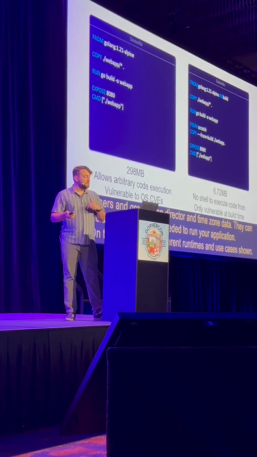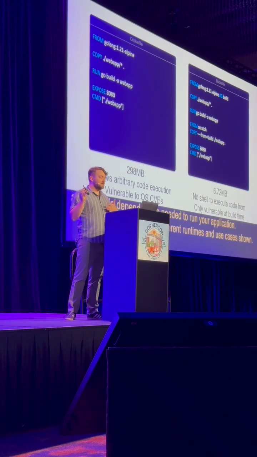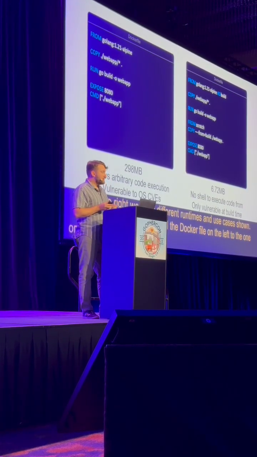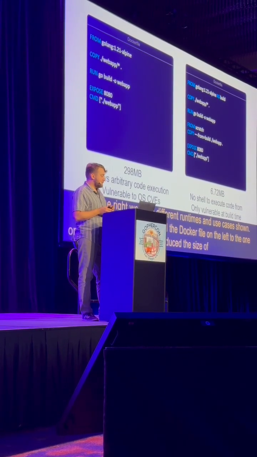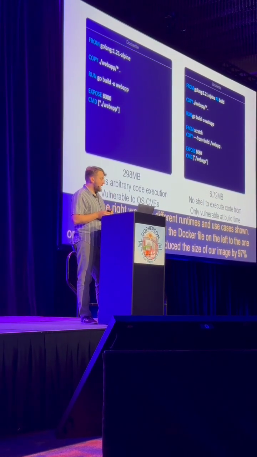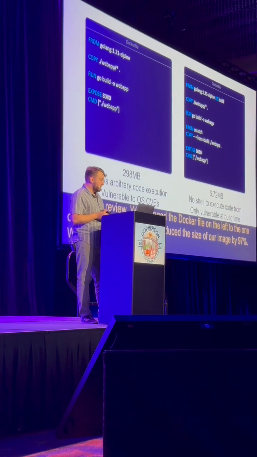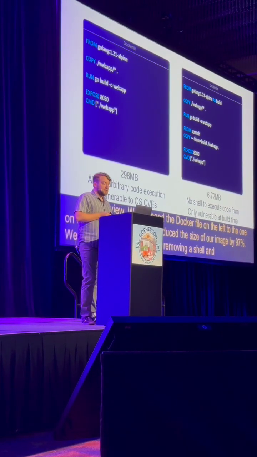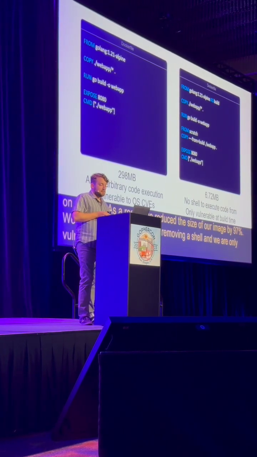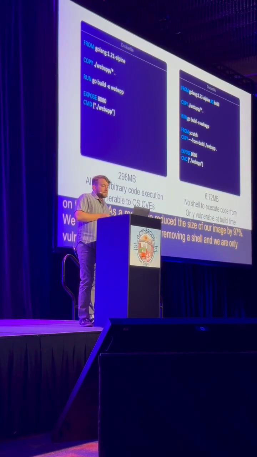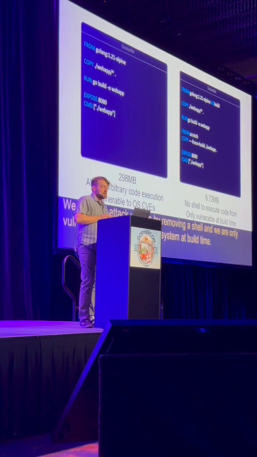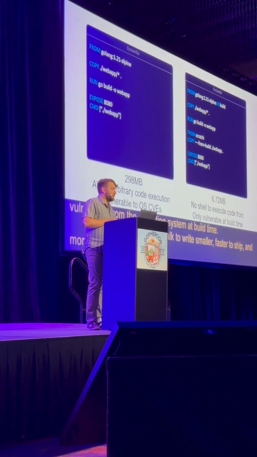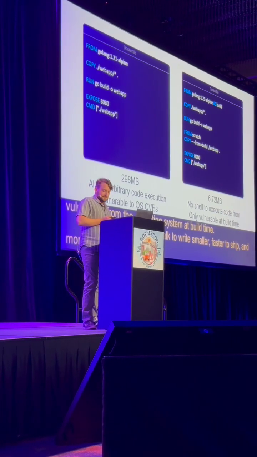Let's review. We changed the Dockerfile on the left to the one on the right. As a result, we reduced the size of our image by 97%. We reduced attack vectors by removing a shell, and we made it so that we are only vulnerable to CVEs from the operating system at build time. I hope you can use this talk to write smaller, faster to ship, and more secure container images. Thank you.